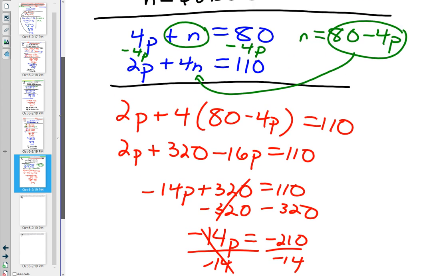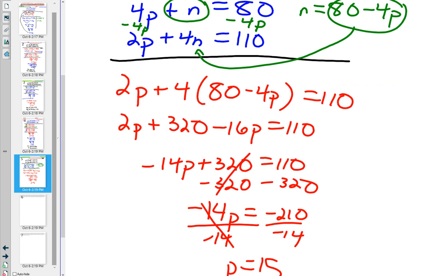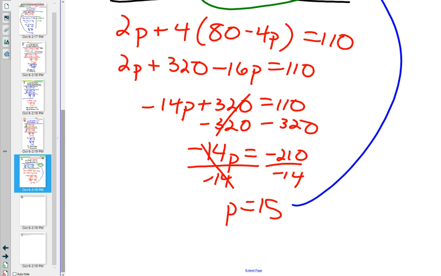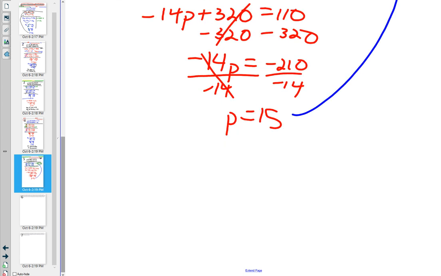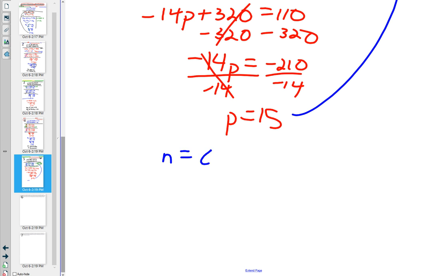All right, so if P is 15, I can use any equation that I want, and since I went to the trouble of finding an equation for N, I might as well use that, 80 minus 4 times 6.